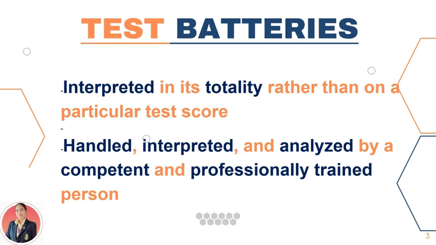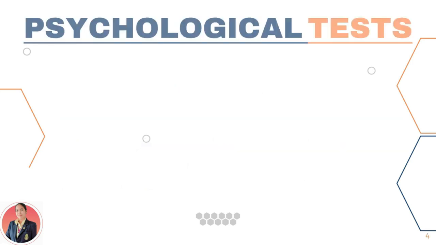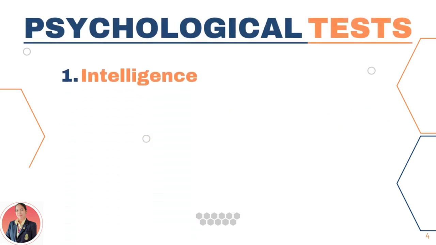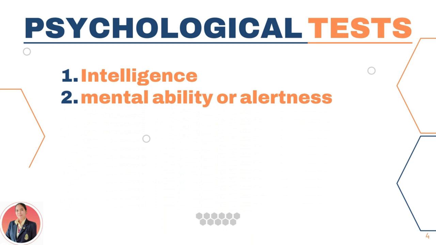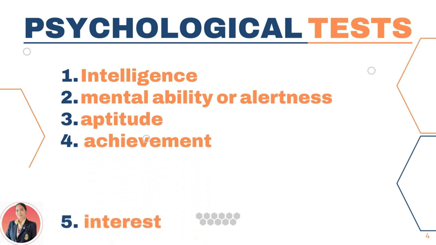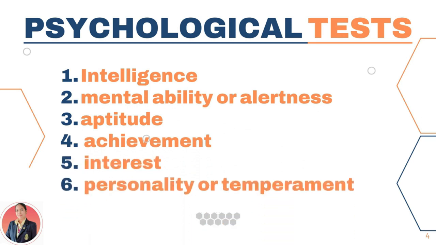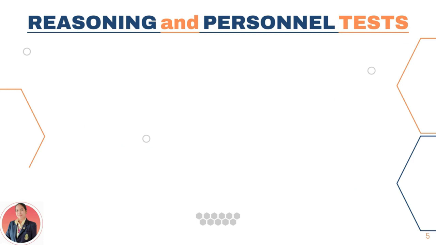After evaluating the results of the test, a further screening of the applicant's qualification is made. The psychological tests that are used may be classified into: first, intelligence; second, mental ability or alertness test; third, aptitude test; fourth, achievement test; fifth, interest test; sixth, test on personality or temperament; and seventh, dexterity test. Among the employment tests often used in choosing applicants are reasoning test and personal test.